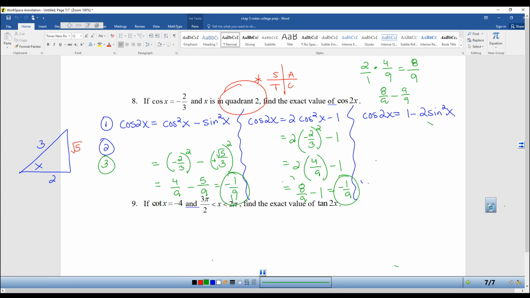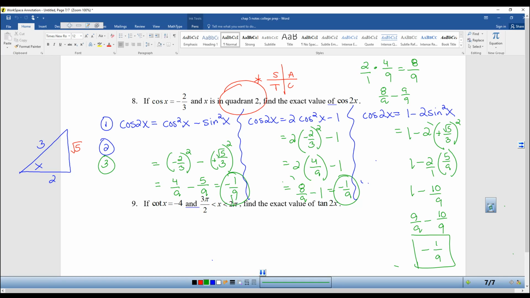And you could do it a third way, which would be 1 minus 2 times sine. Now we're in quadrant 2, so sine is positive. Square root of 5 over 3. 1 minus 2 times 5/9. I'm multiplying a fraction by a whole number, so I change that to a fraction. 1 minus 10/9. 9/9 minus 10/9, negative 1/9. I got the same answer no matter which way I did it, which was expected.